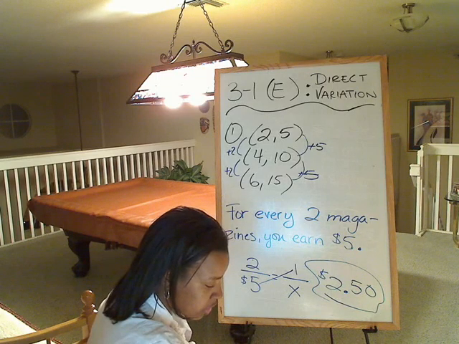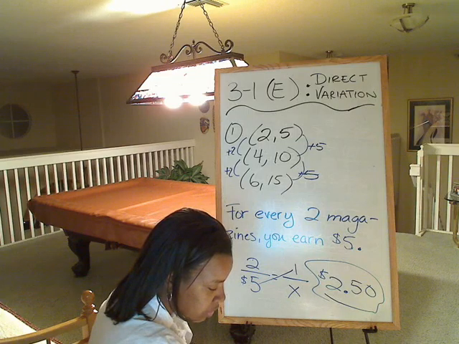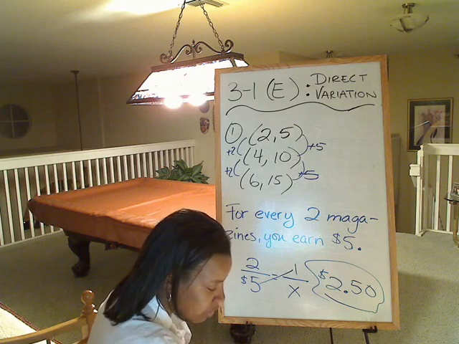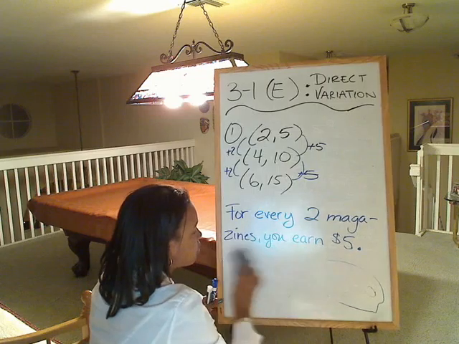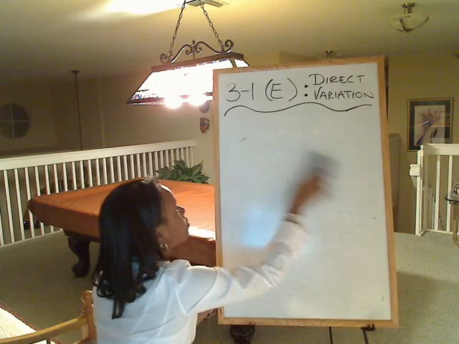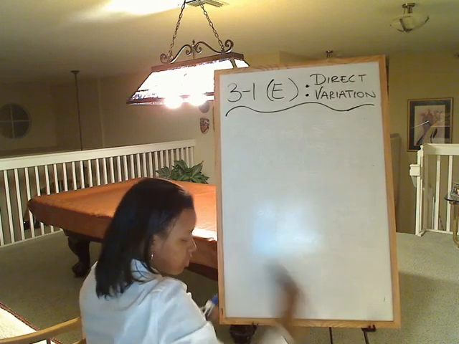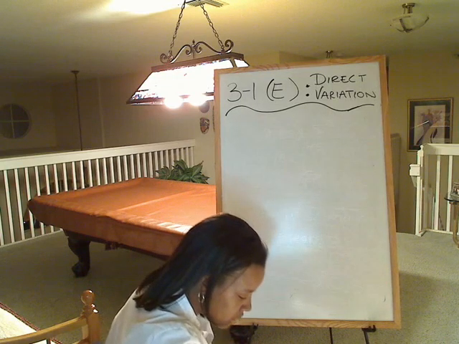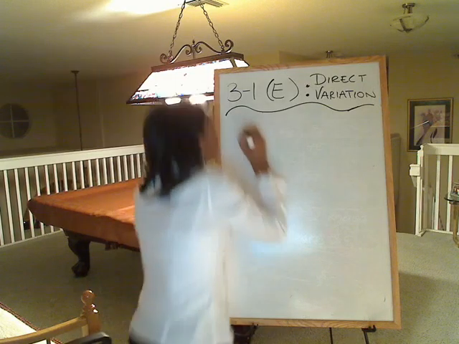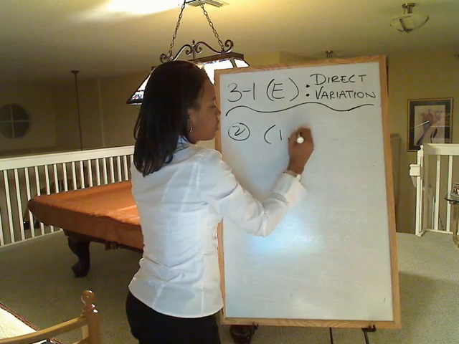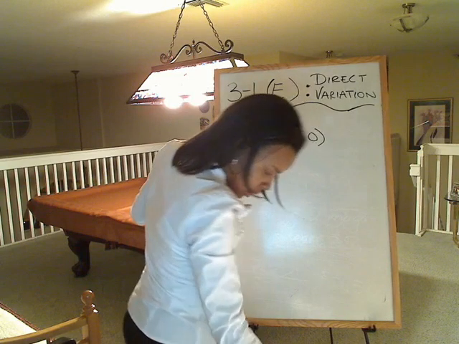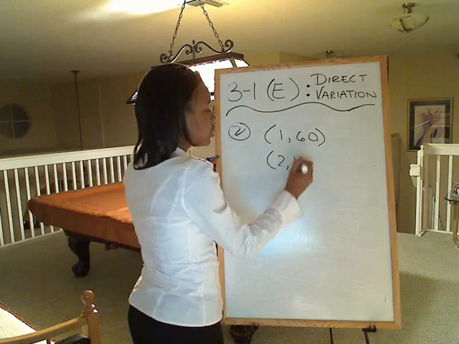Okay, let's look at number 2. It says the number of cars built varies directly as the number of hours the production line operates. What is the rate of cars built to hours of production? So again, I'm going to find a couple of points on that line. The first point I see is for 1 hour, there are 60 cars. For 2 hours, there are 120 cars built.